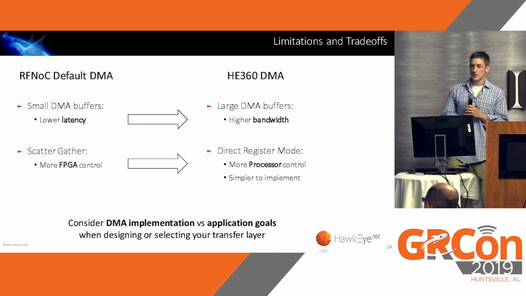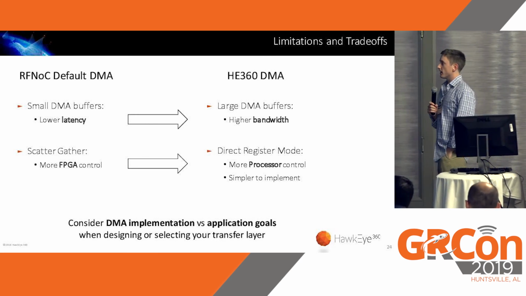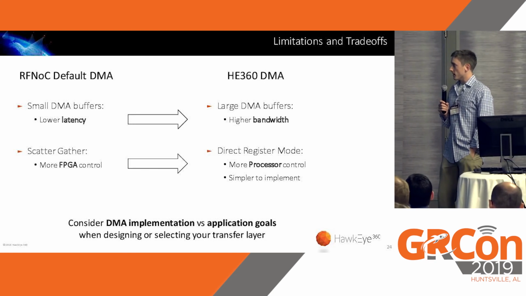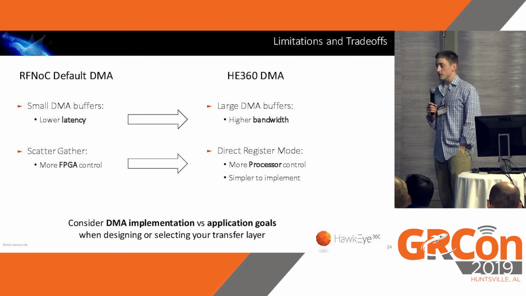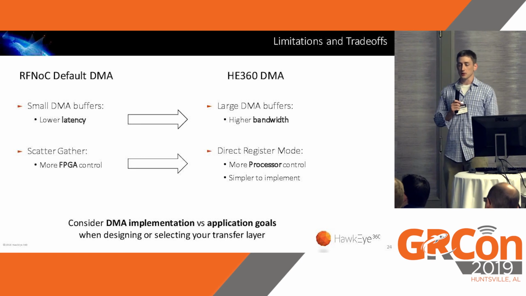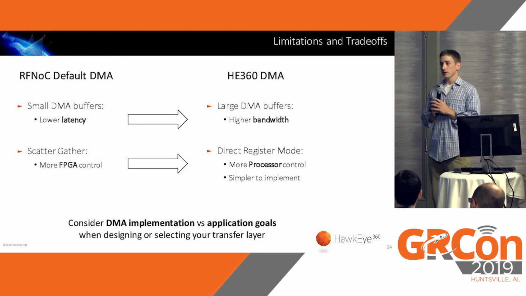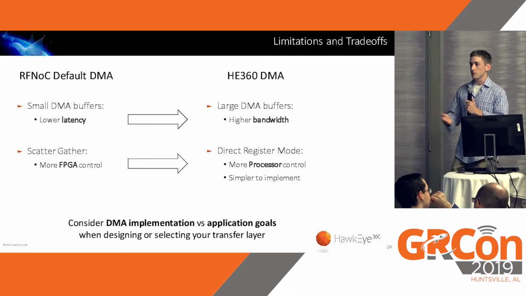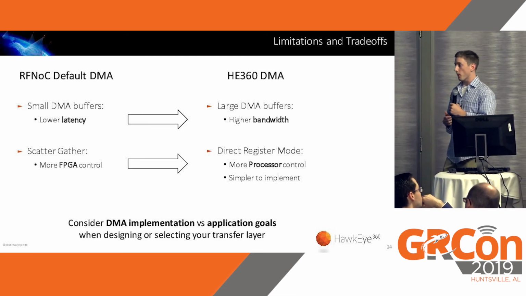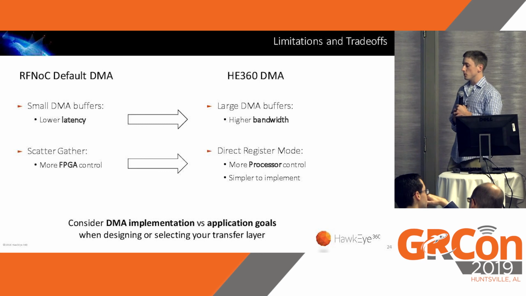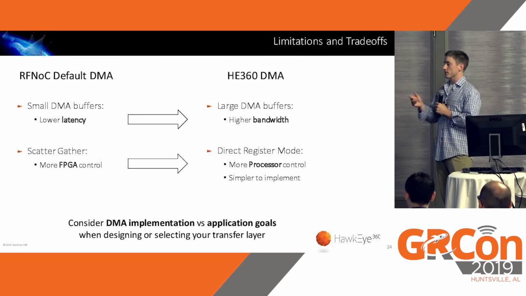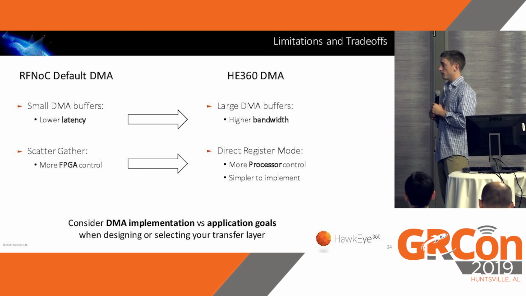All right, what are the trade-offs that we make here, from a first principles basis? With RFNoC, you've got small DMA buffers, which gives you lower latency. That's a good thing. It increases your flexibility. It allows you to route packets to different parts of your crossbar if you're trying to use multiple blocks on the crossbar, if you're trying to actually use the FPGA as part of your software-defined flow graph.